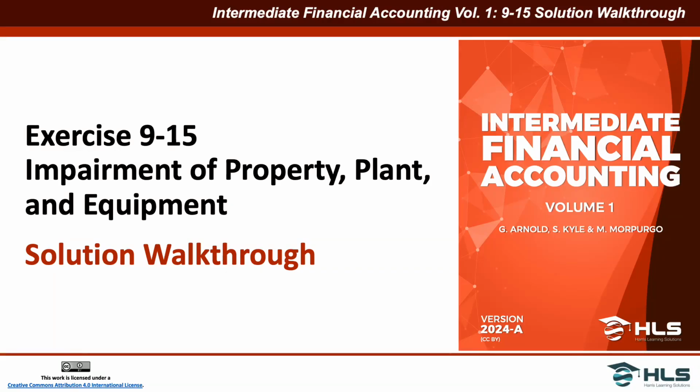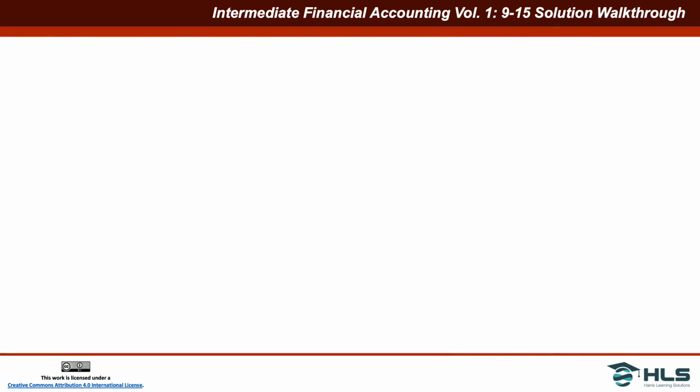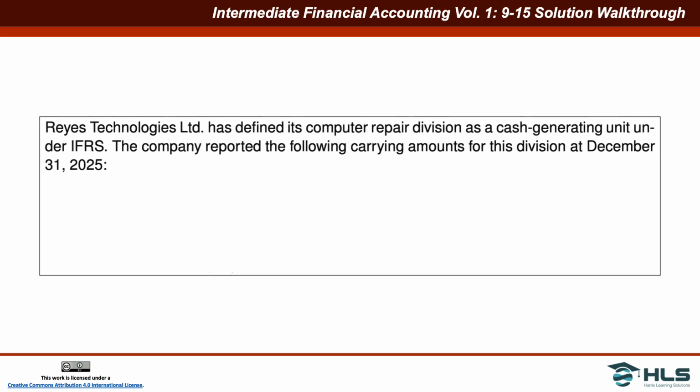This video will walk you through the solution to exercise 915, focusing on impairment of property, plant, and equipment. Here's the data for our problem. Reyes Technologies has defined its computer repair division as a cash-generating unit under IFRS. The company reported the following carrying amounts for this division at December 31st, 2025. Computers are carried at $55,000, furniture at $27,000, and equipment at $13,000.